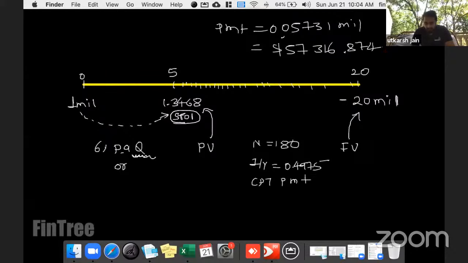A slight difference here and there is okay. That typically happens because of the rounding off.